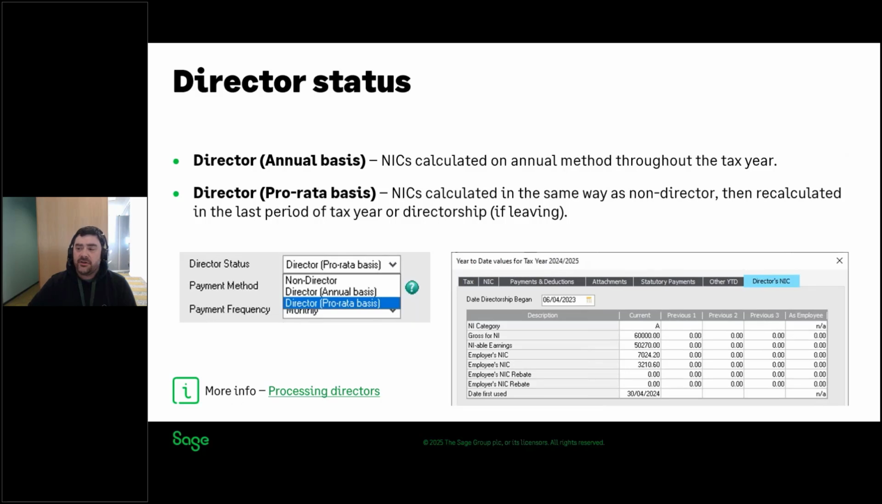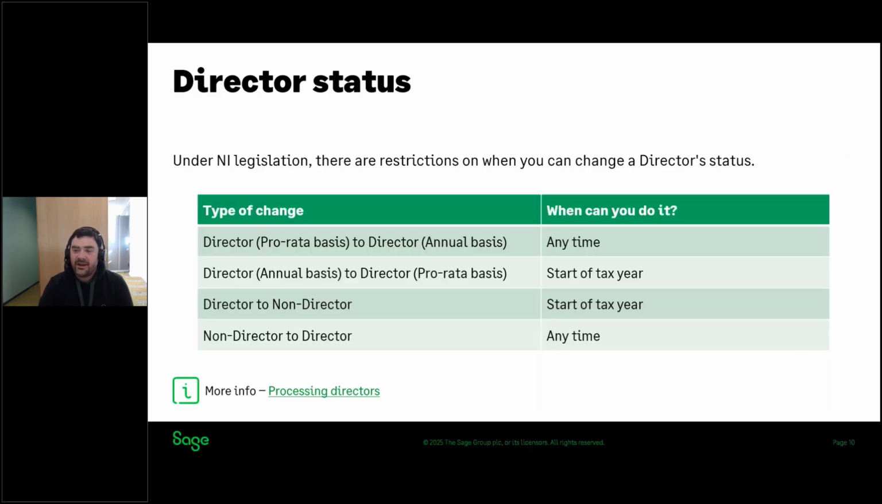So that's a little bit on the director status and just confirmation of when you can make changes. Pro rata basis to annual basis could be done at any time, so you can switch to the annual calculation mid-tax year if you needed to. But annual to pro rata basis can only be done at the start of a new tax year. Director to non-director, again, start of the new tax year, but non-director to director, again, any time when they have been appointed director.